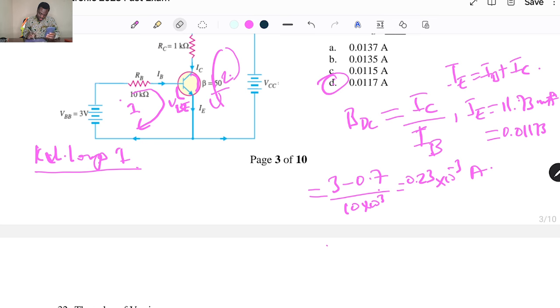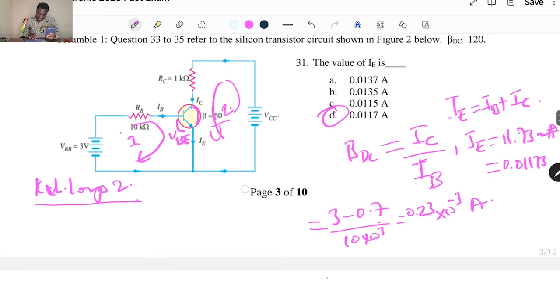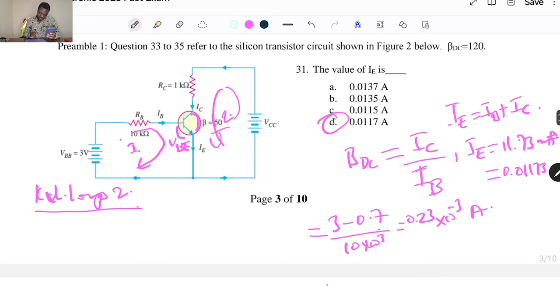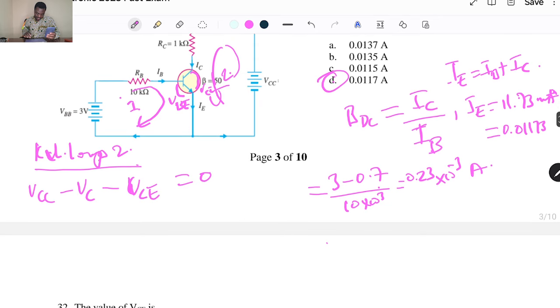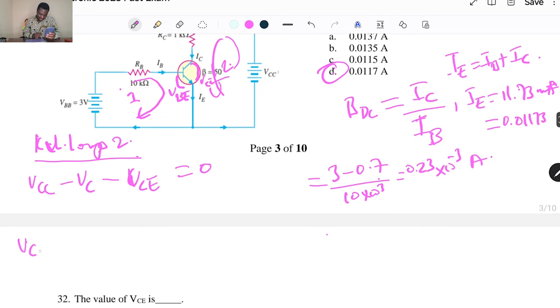So we have loop 2 here. And with loop 2, you can see that again we are moving, this time anti-clockwise. So I can have VCC minus VC minus VCE. VCE is here, right? This is our VCE equals to 0. So based on this, we are interested in VCE. So what do I get?